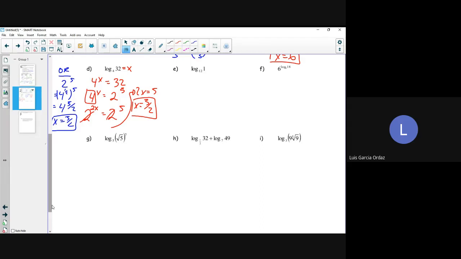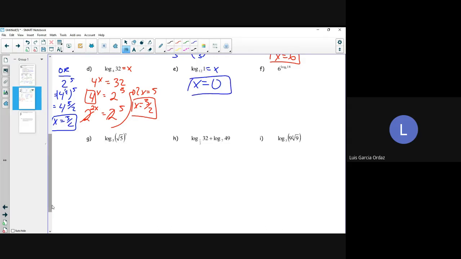So the next one's the easiest one. So we have log base 12 of 1 is equal to x. So what would x automatically give us? Zero. So x is equal to 0.